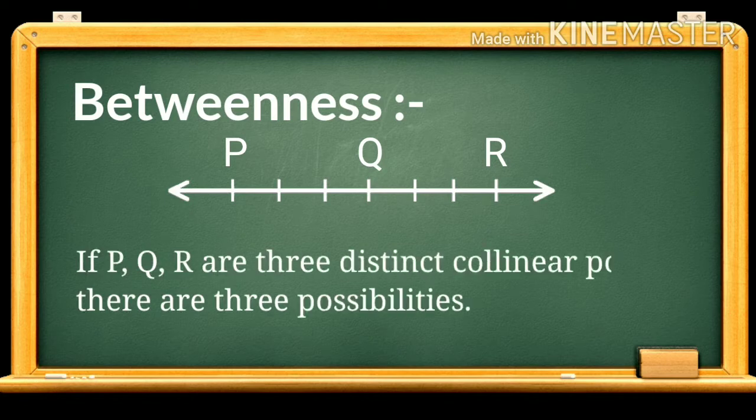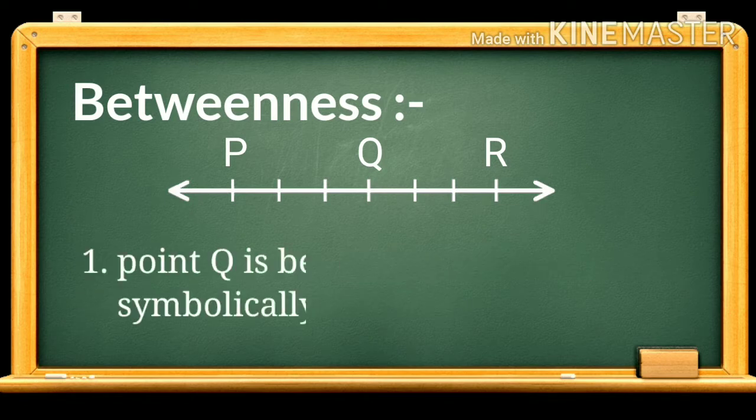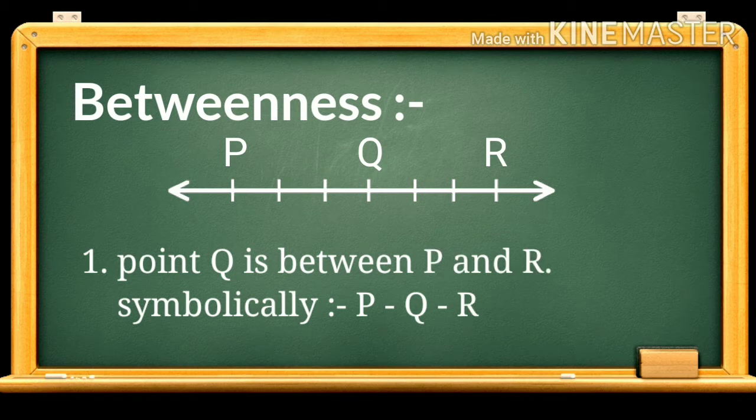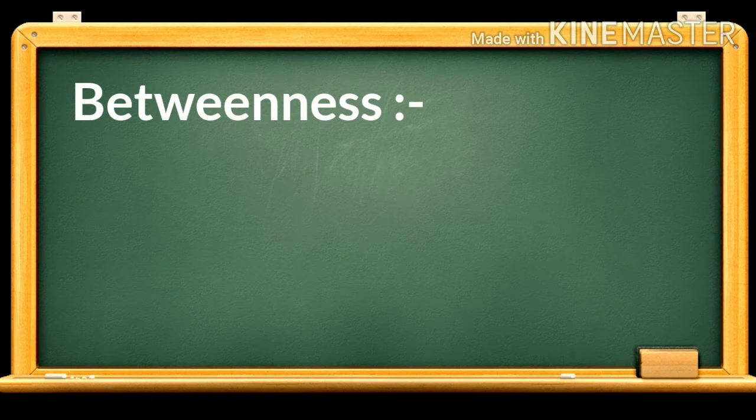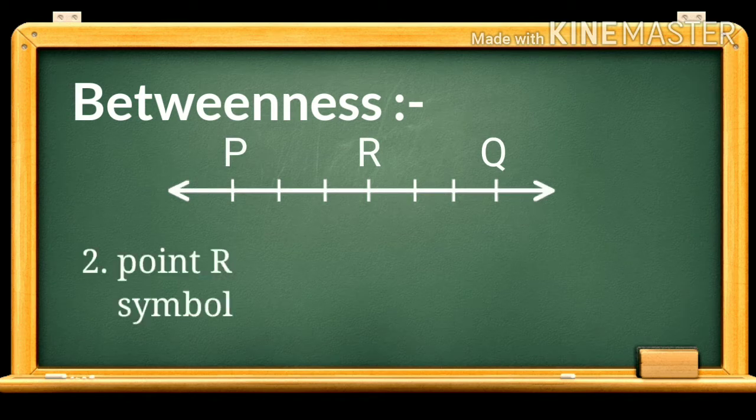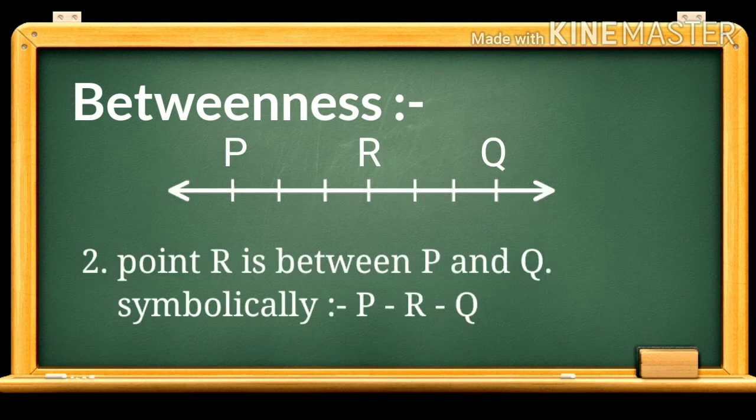We have 3 possibilities. First is point Q is between P and R, as shown in the figure. That is, Q lies between P and R, and symbolically, it is written in this way. Now, the second possibility is point R is between point P and point Q. As we can see in the figure, R lies between P and Q. Symbolically, it is written in this way.